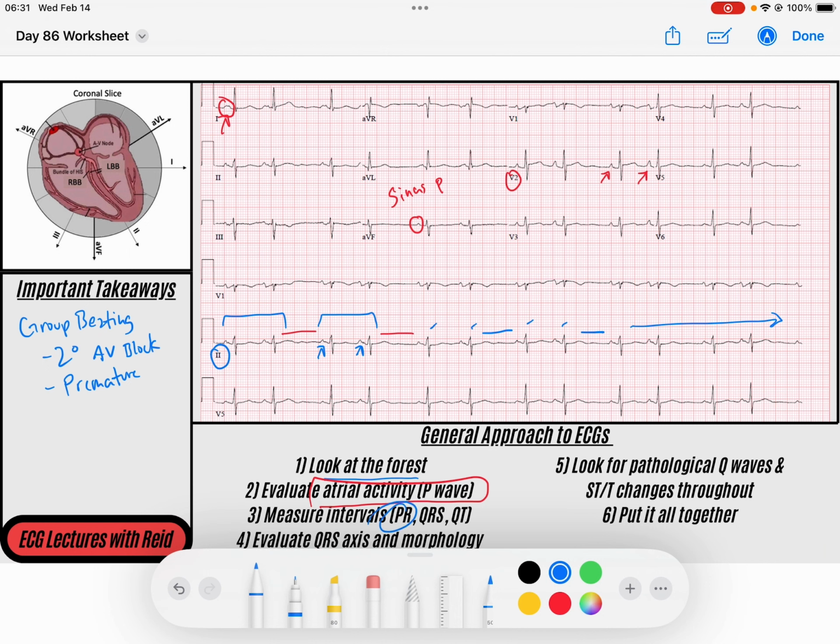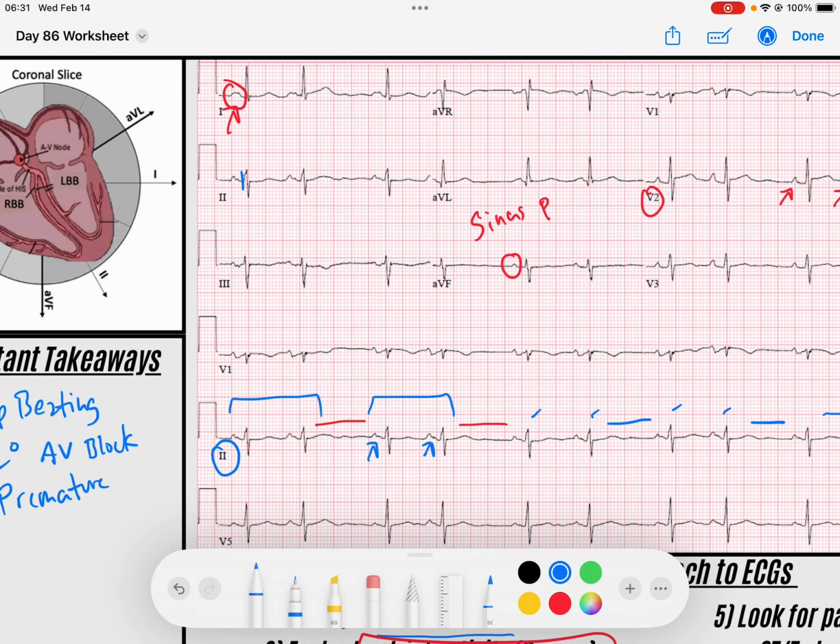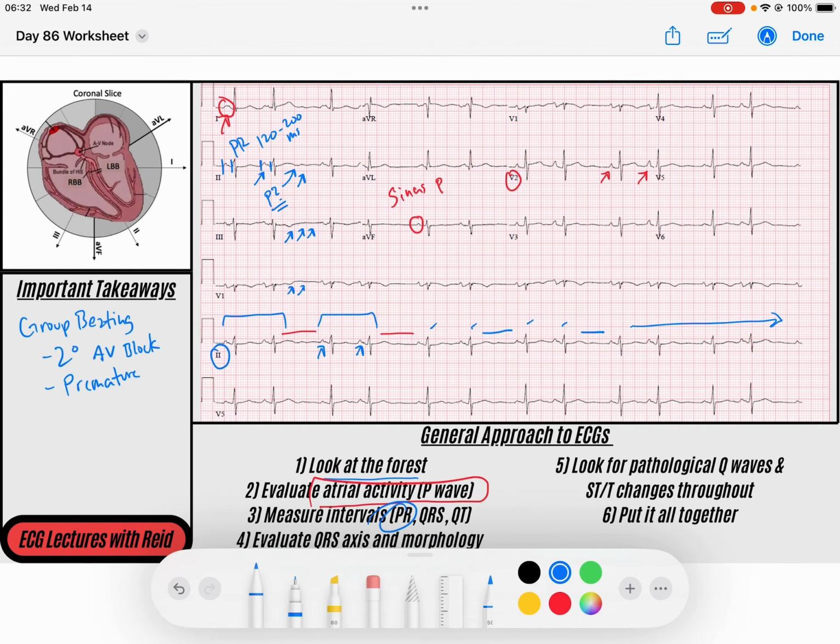What's the AV node doing, right? We said this could be from a second degree AV block. When I look, I see that my PR interval is between 120 to 200 milliseconds, so that first PR interval is good. And then I see my second PR interval seems to be good, just about the same. Now I need to make sure that there isn't a third P wave that is not being conducted, because that would tell us that maybe there's a second degree block. And so I'm looking through, and I don't see a third P wave that's non-conducted.